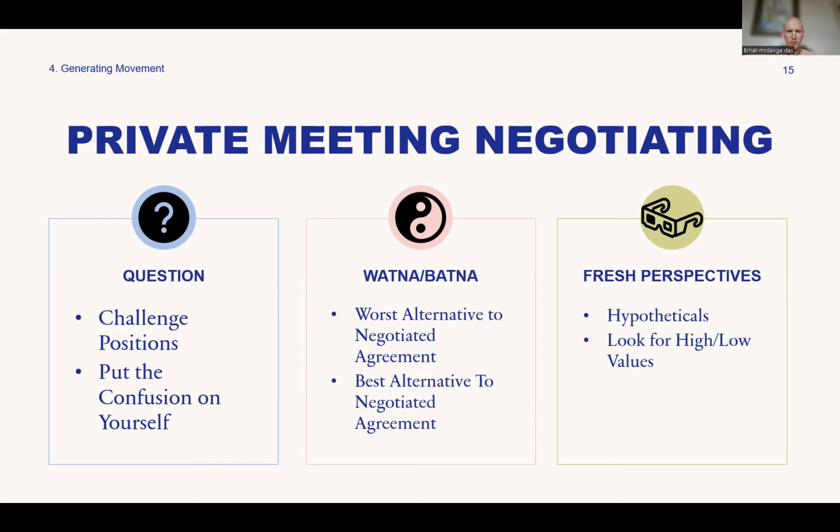On the other hand, a best alternative to negotiated agreement is going to be, well, okay, if you don't come to an agreement here at this mediation, the best you can expect is to get half an orange. And you're still going to be mad at each other. So the option of not resolving this today is not nearly as good as resolving it. That's the meaning of a BATNA.